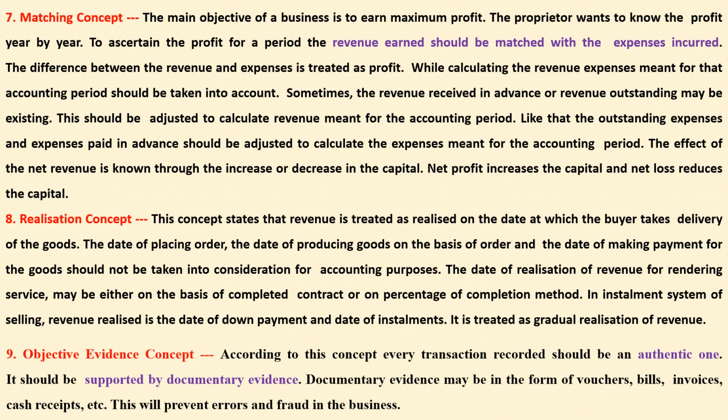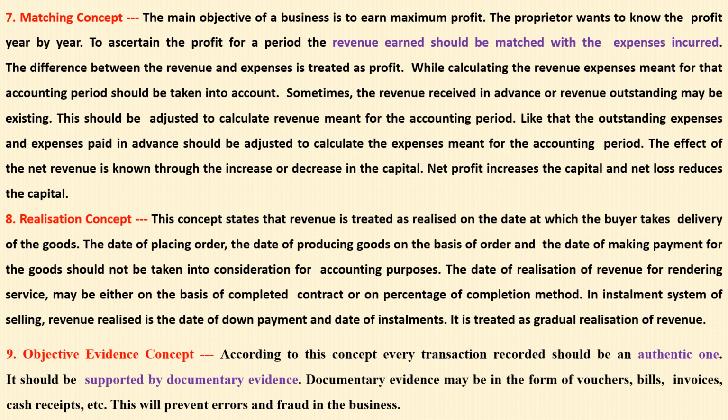Next, seventh one is matching concept. The main objective of business is to earn maximum profit. The proprietor or the owners want to know the profit year by year. To find the profit for a period, the revenue earned should be matched with the expenses incurred. The difference between the revenue and expenses is treated as profit.